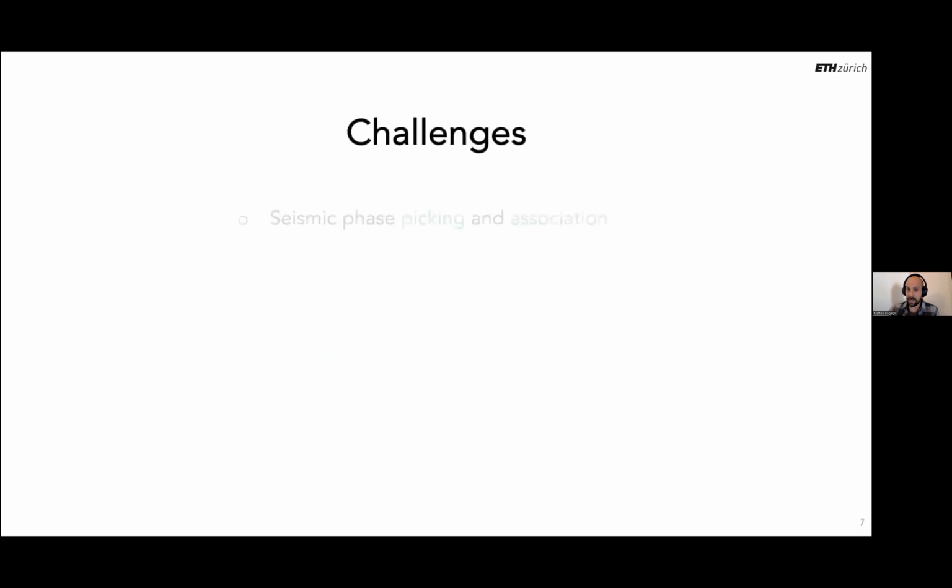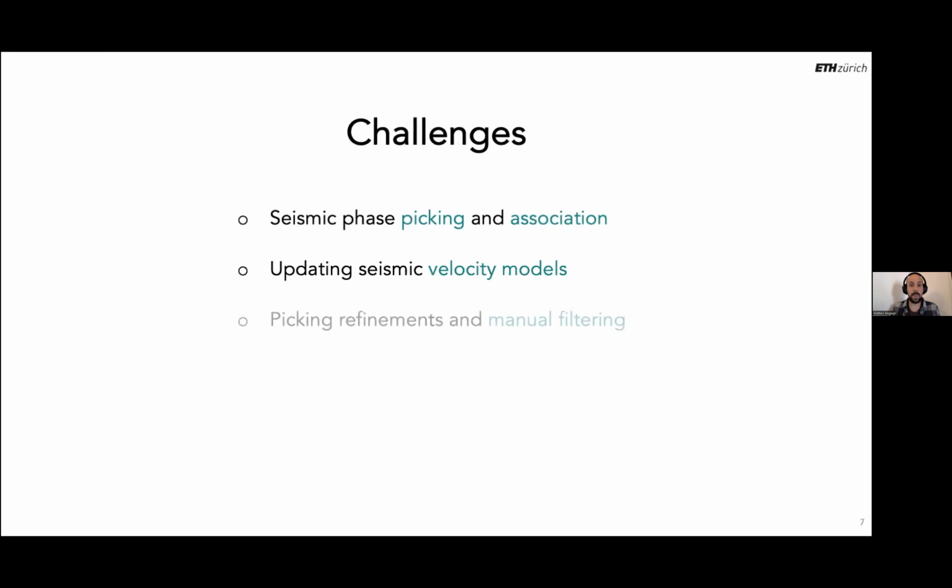So the challenge, if we want to pursue this procedure in an automatic way, is to be able to correctly do the seismic phase picking and the event association of these phases in order to update the seismic velocity models, and also to do the automatic picking refinements and the manual filtering of these observations, providing the final event relocation and the magnitude calculation.